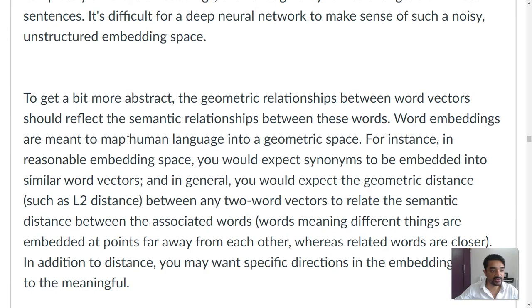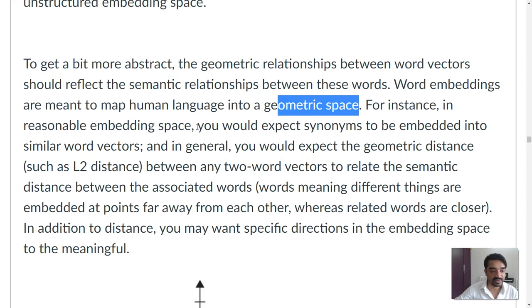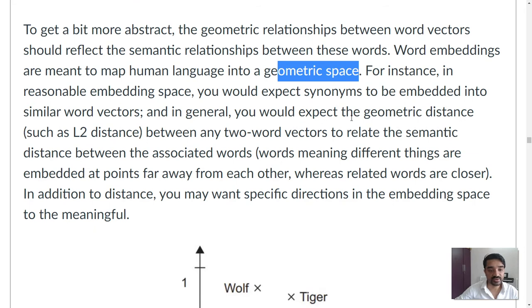Word embeddings are meant to map the human language into geometrical space, right? We're talking 3-dimension or 5 and 12 dimensions here. For instance, in a reasonable embedding space, you will expect the synonyms to be embedded into a similar word vector. In general, you would expect the geometrical distances such as L2 distance between any two vectors to relate the semantic distance between the associated words. Same thing we are seeing here as well.